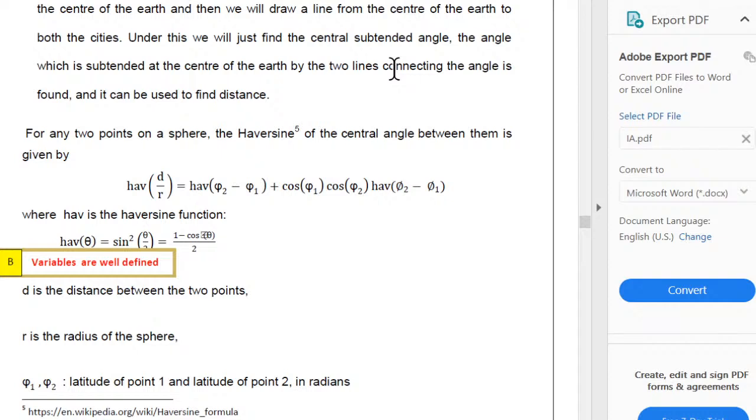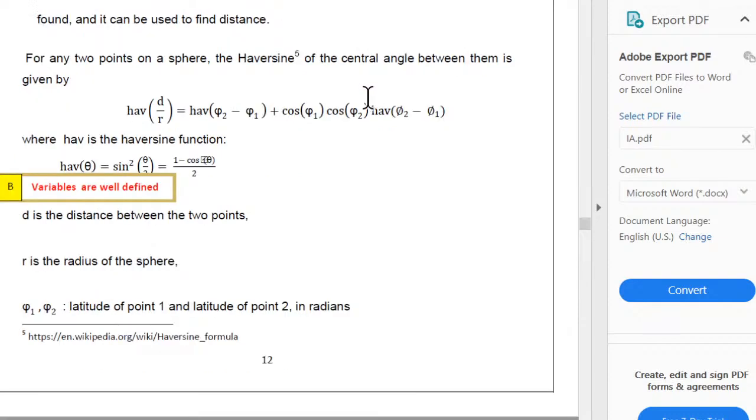Okay. Where Haversine has sine squared of theta over 2. So variables are well defined, but it's not clear what it means. So maybe it hasn't really shown understanding. That's what I'm saying. But the communication is very well communicated. We have proper brackets. The equations are clear. It's proper communication.